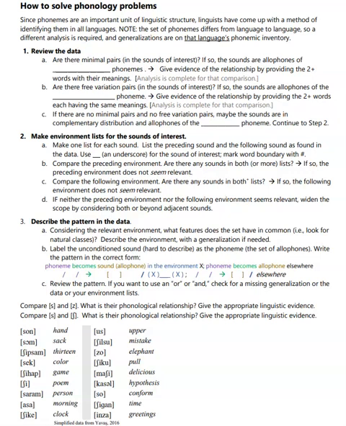Step 1 is review the data. The first thing we want to do, always, is just check the data. Are there minimal pairs in the sounds of interest, which are S and Z in this question? Remember that minimal pairs are two words that differ by only one sound, and that sound difference results in a different meaning or a different word. Do we see any minimal pairs in this data? Pause the video to check.